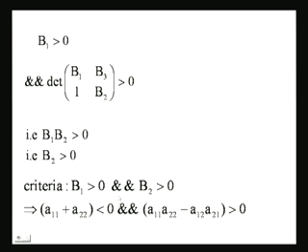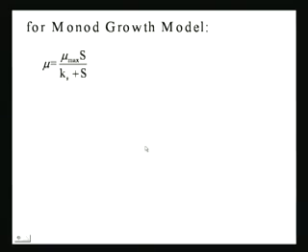So, that is it. Next, we now use a Monod growth model. Till now we had been using a generalized value of mu. Now we use a Monod growth model, because unless we use a Monod growth model or any other growth model, we cannot come up with a specific criteria.